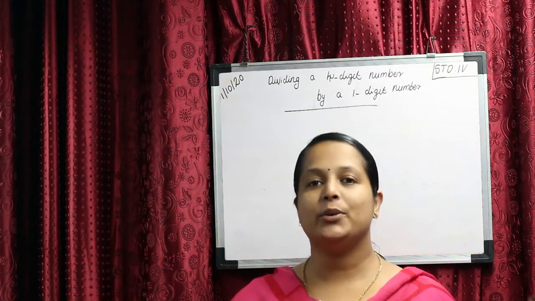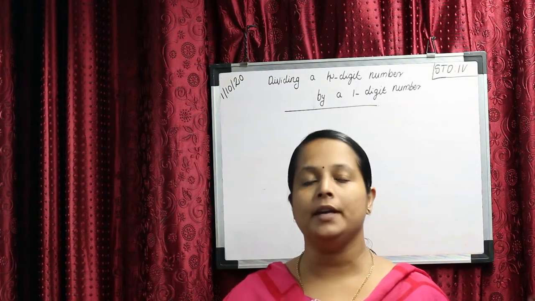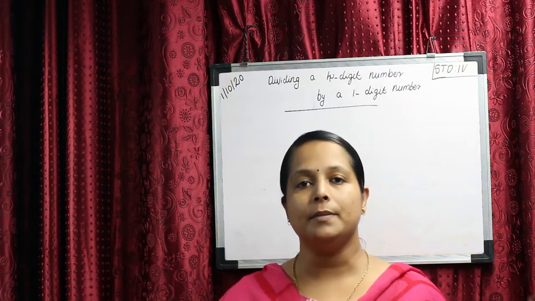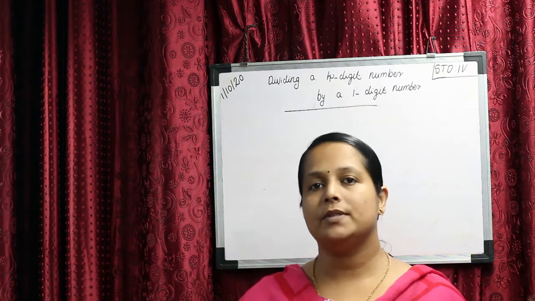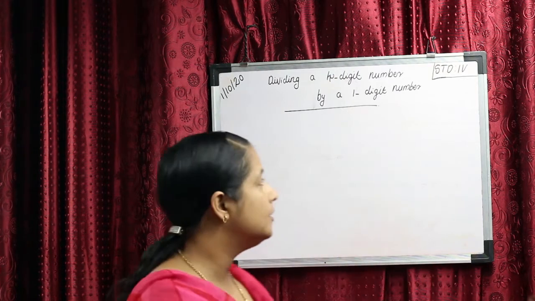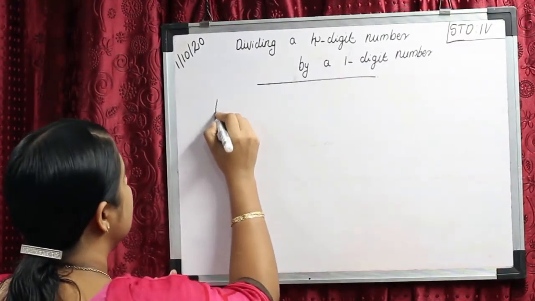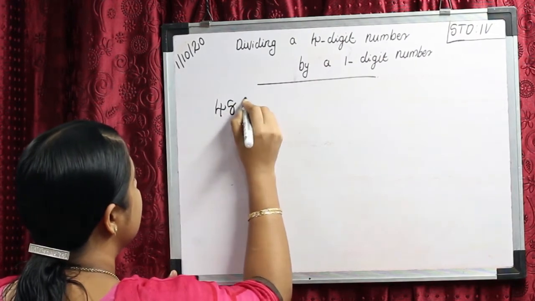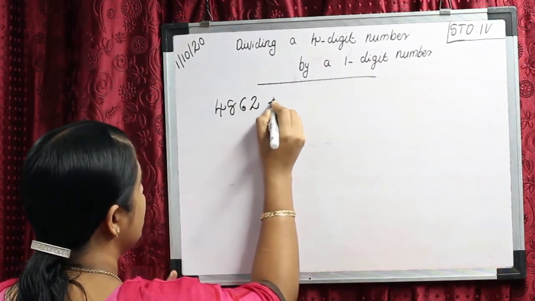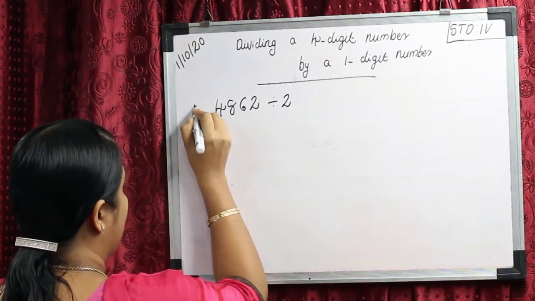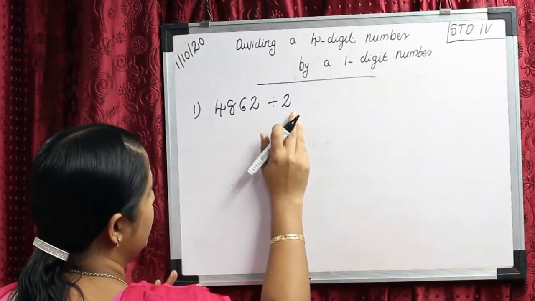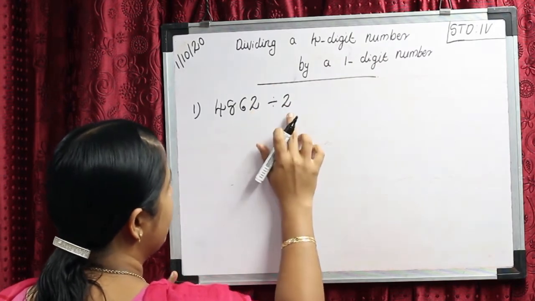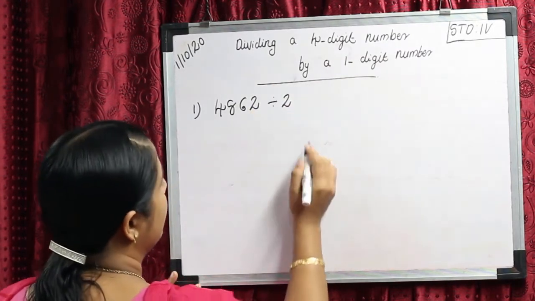Hi students, today we are going to learn about the topic dividing a 4-digit number by a 1-digit number. Then I will explain with the help of some examples. Consider the number 4862 divided by 2. Our first example: 4862 divided by 2, a 4-digit number divided by a 1-digit number.